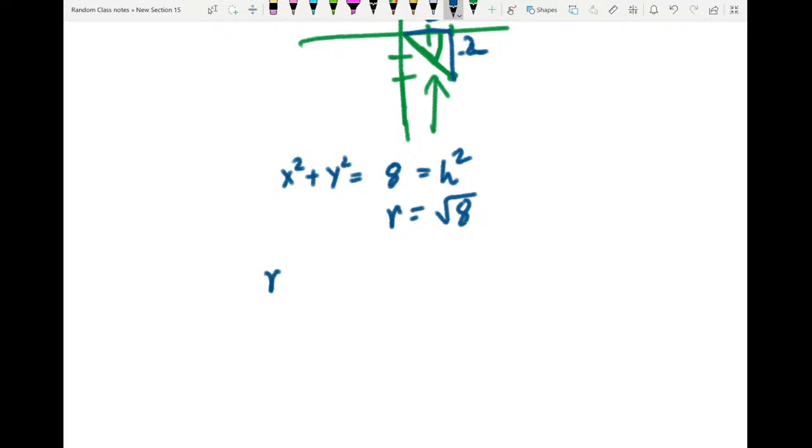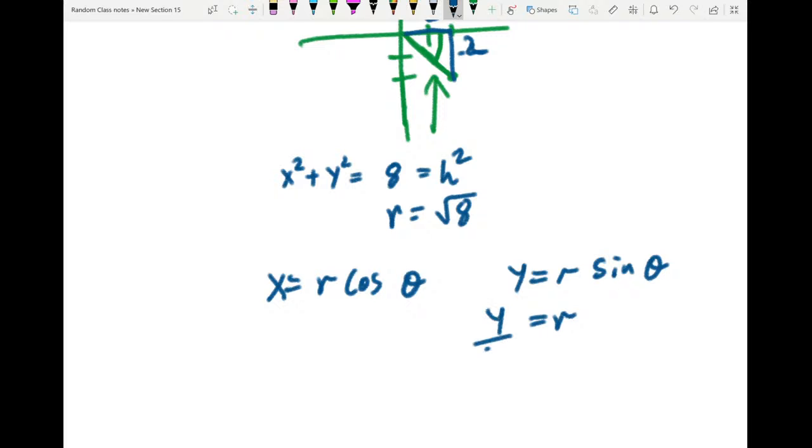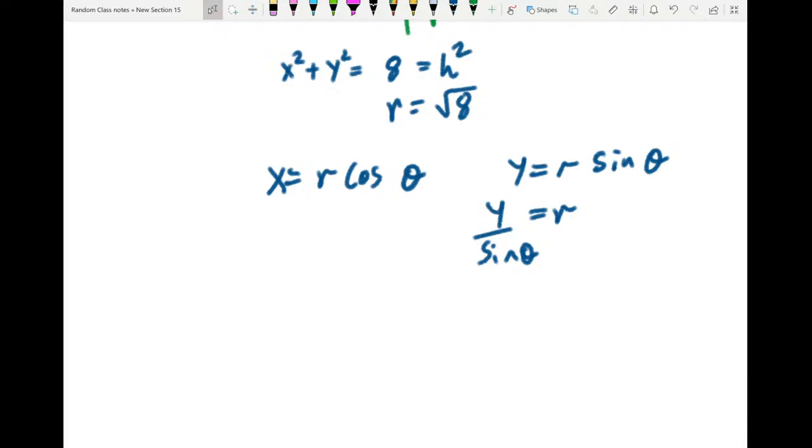There are several ways. Do you remember x equals r cosine theta, and y equals r sine theta? So in this case, r equals y over sine, and so on. And there's a proof for that, but there's an easier way of doing that. Theta would be tangent inverse of y over x.